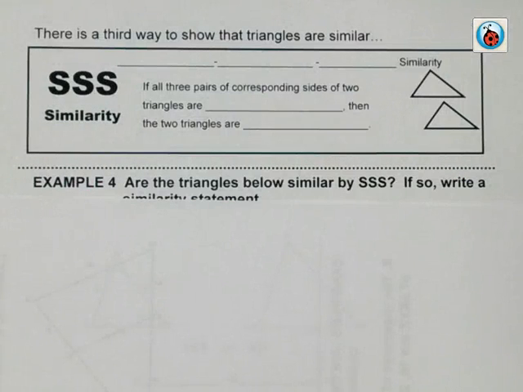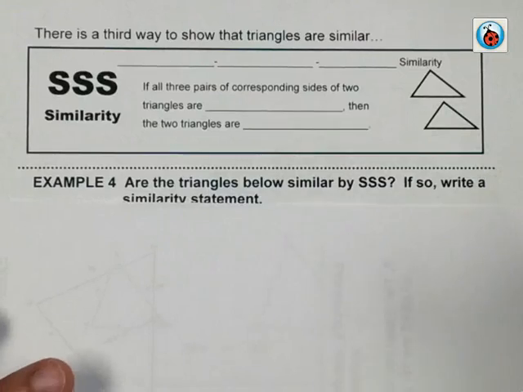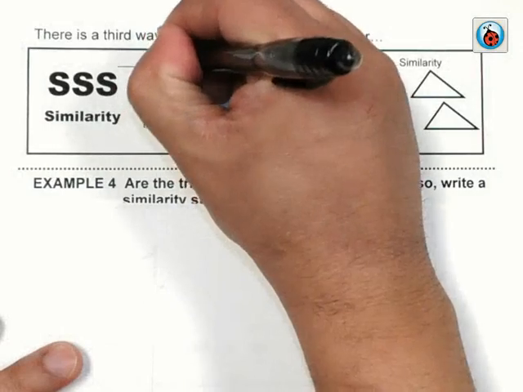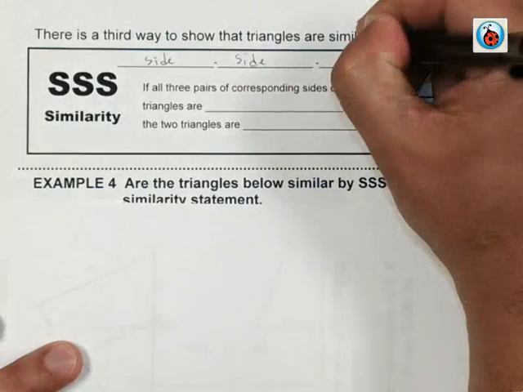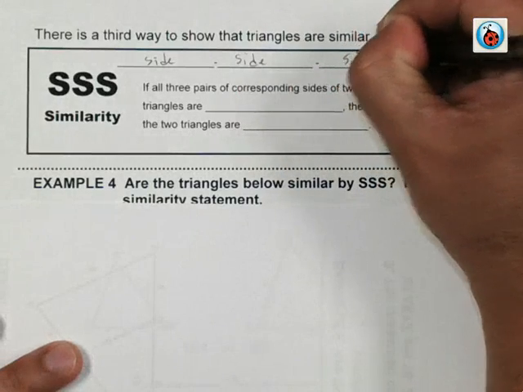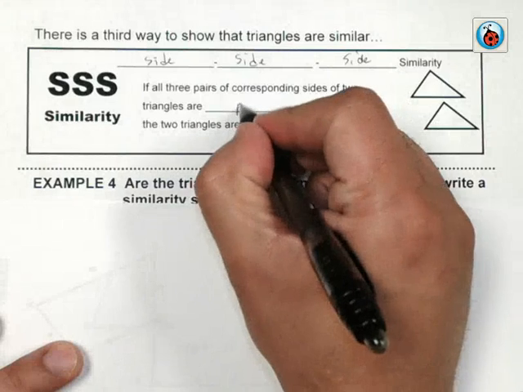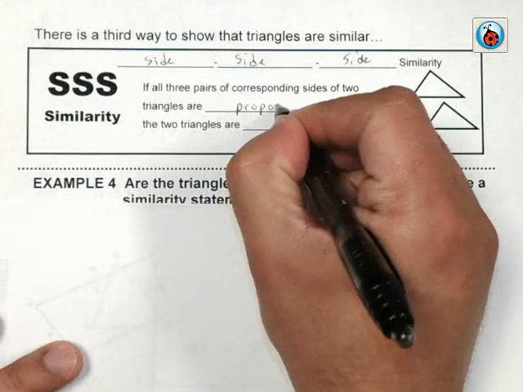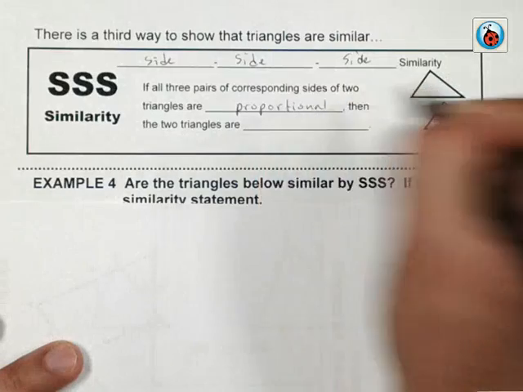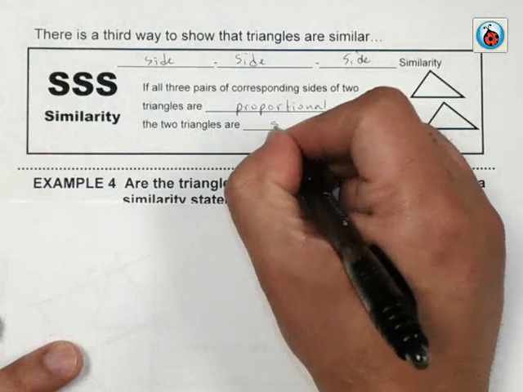All right, now it's time for the third way that we can show the triangles are similar, and this one is called side, side, side. If all three pairs of corresponding sides of two triangles are proportional, then the two triangles are similar.